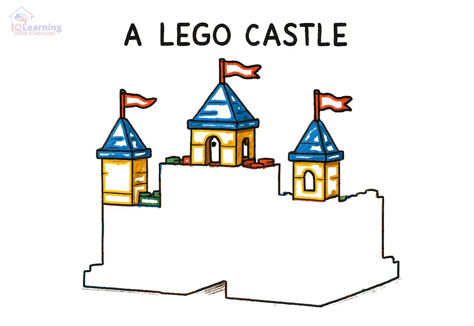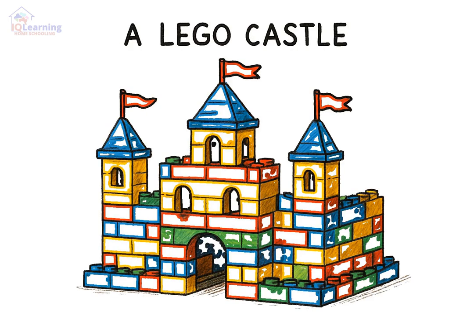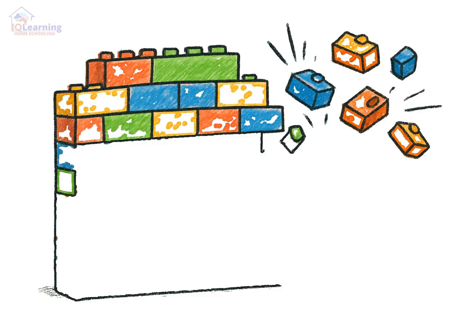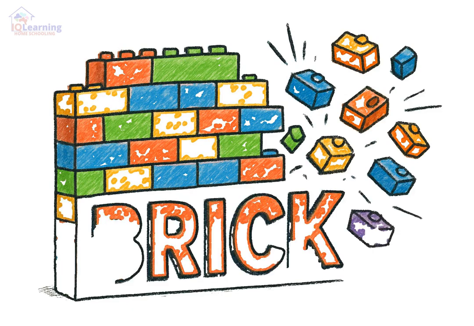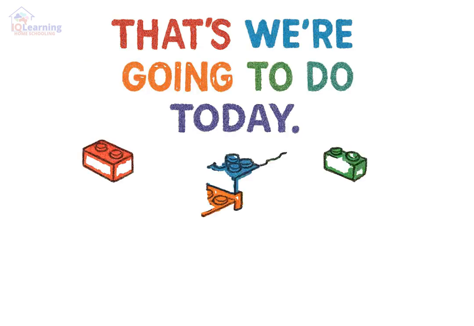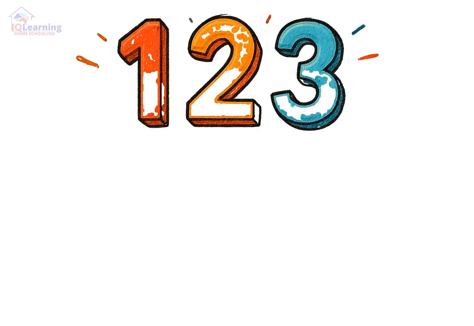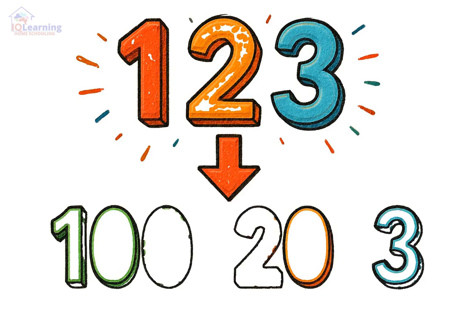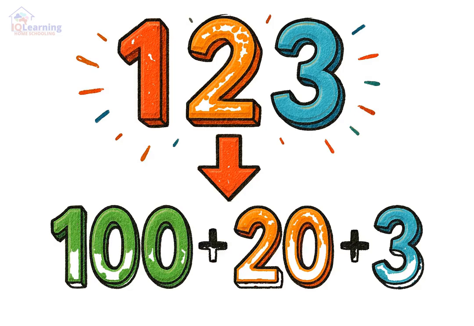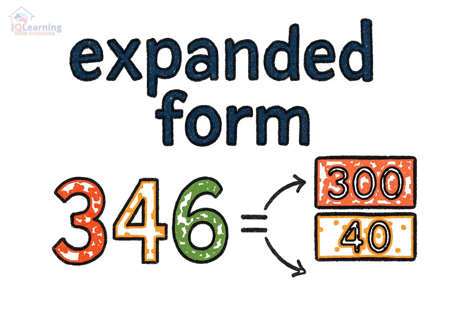Or maybe think of it like a finished Lego castle. It looks great, but what if you wanted to see every single brick that went into building it? That's what we're going to do today. We're going to learn how to explode numbers, to pull them apart and see the true power and value hidden inside each digit. This is called expanded form.